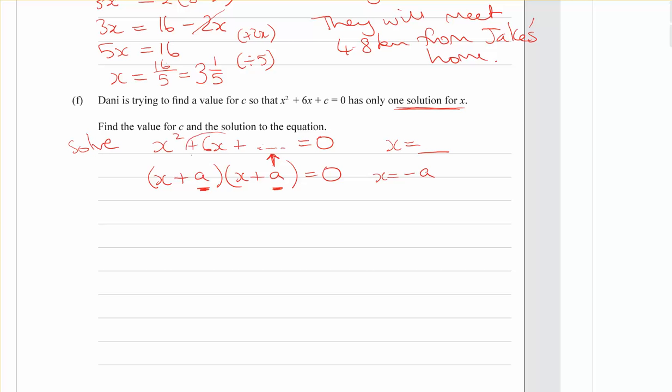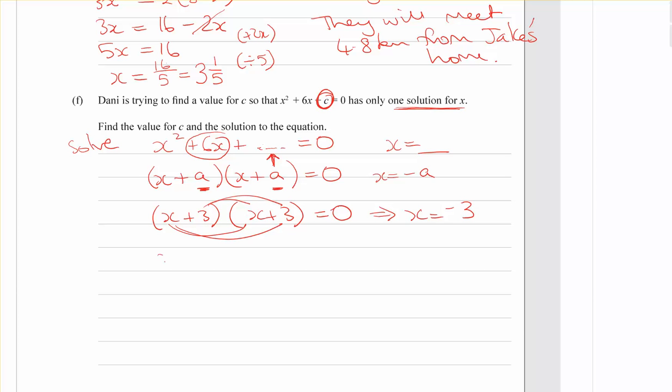Now obviously if they add together to give 6x, we could make it x plus 3, x plus 3. And let's think about that. Then the solution would be x equals negative 3. But what they actually want us to find is the c, the term on the end. So a quick bit of expanding just to check what you get. X squared plus 6x plus 9. So c equals 9 would make sure we only got one solution to the equation.